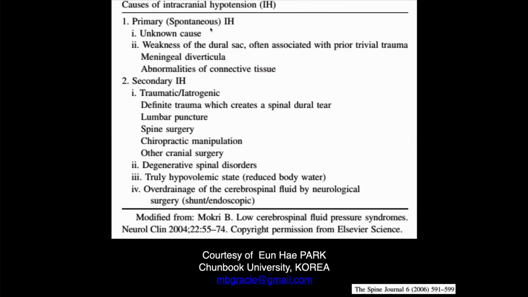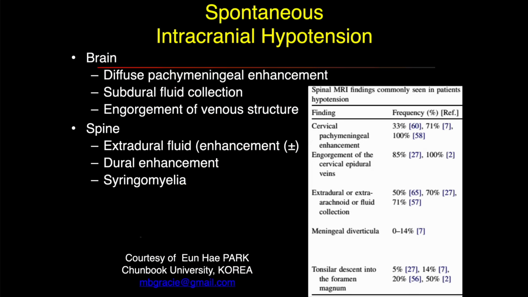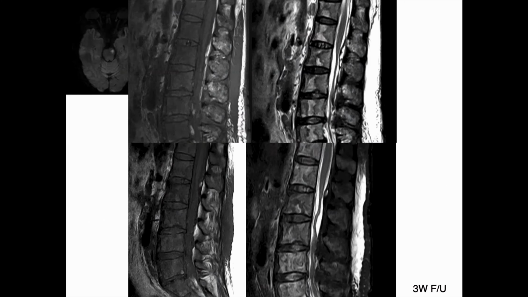The cause of intracranial hypotension, a lot of it is unknown. Weakness of the dural sac from trauma. So it presents with low CSF pressure, usually due to leakage of CSF from somewhere. You can get orthostatic headache in the majority, and radiculopathy. Okay, just examples of the kind of increased enhancement.